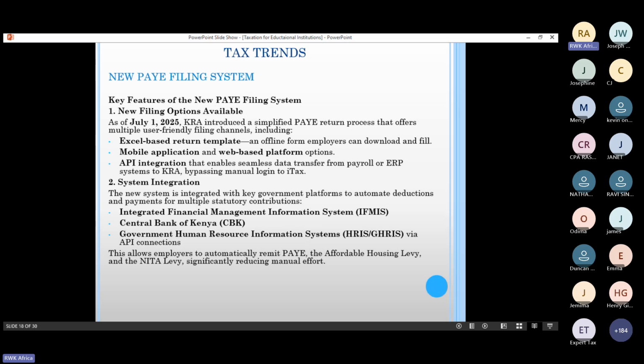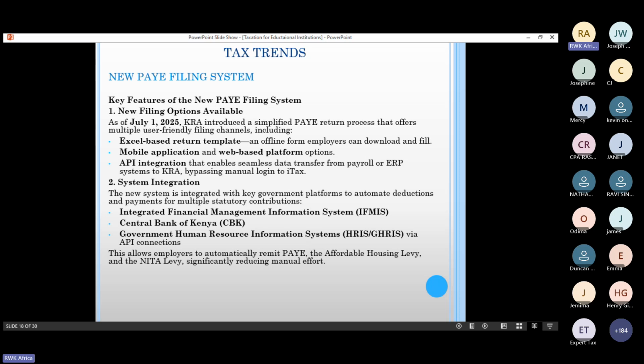Even you can see the different tabs that we have in the template, they are just few compared to whatever we had. So the new pay filing system is very simplified and it was supposed to take effect on 1st July. So if you have not used it, just know that from 1st July going forward, we are supposed to use the new pay filing system.